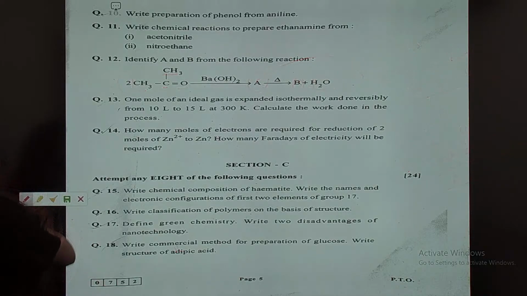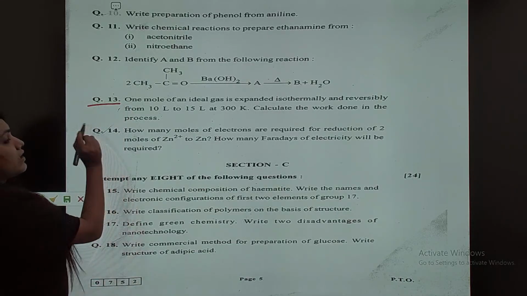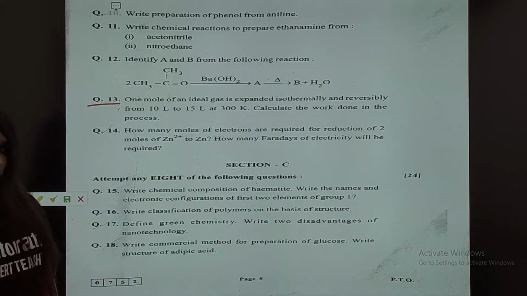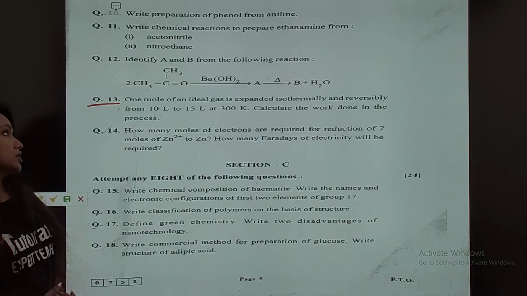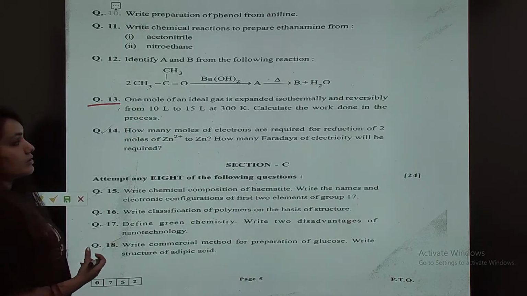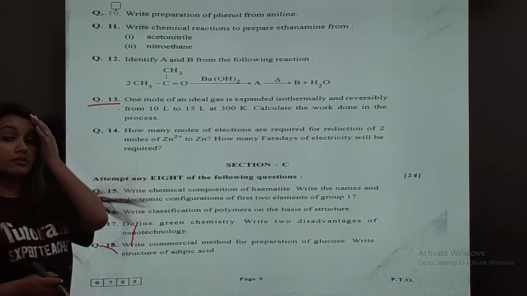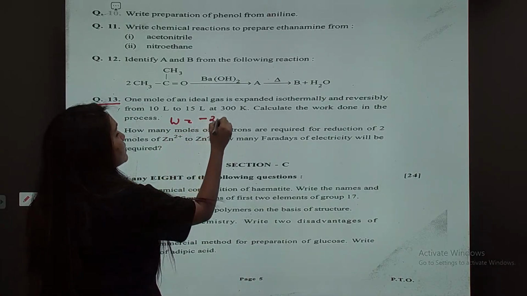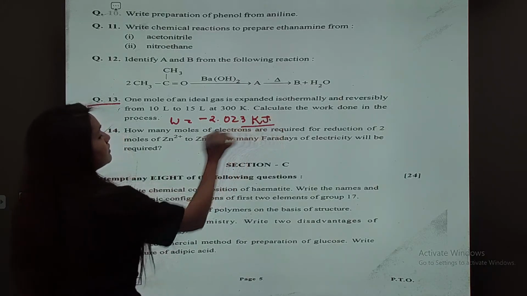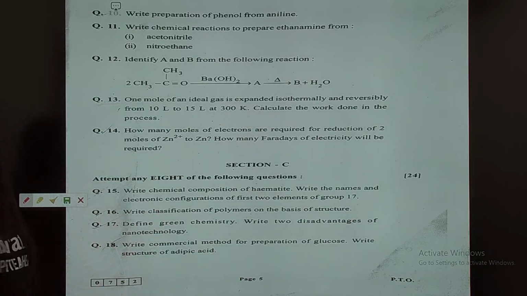Let us take this ahead with the next question, which is question number 13. Question 13 says 1 mole of an ideal gas. This question is directly from your textbook, so you can check the answers there. 1 mole of an ideal gas is expanded isothermally and reversibly from 10 liters to 15 liters at a temperature of 300 Kelvin. The question is asking to calculate the work done in the entire process, and the work done is going to be minus 2.023 kilojoules. That should be your final answer. Moving ahead to the next question.